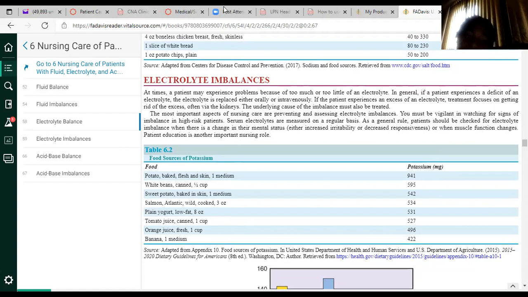The most important aspects of nursing care are preventing and assessing electrolyte imbalances. You must be vigilant and watching for signs of imbalance in high-risk patients. Serum electrolytes are measured on a regular basis. As a general rule, patients should be checked for electrolyte imbalance when there is a change in their mental status, either increased irritability or decreased responsiveness, or when muscle function changes. Patient education is another important nursing role.